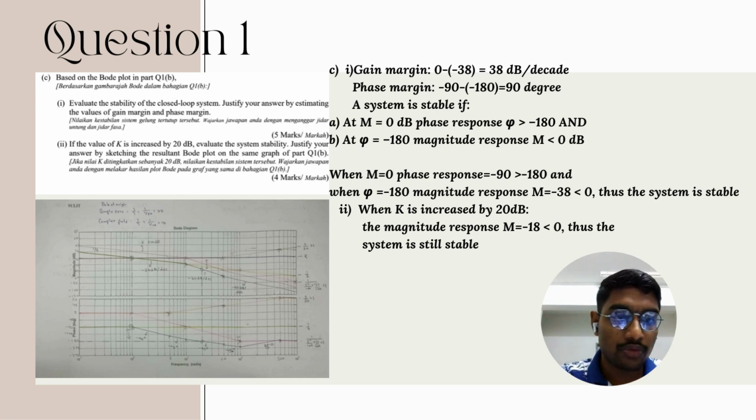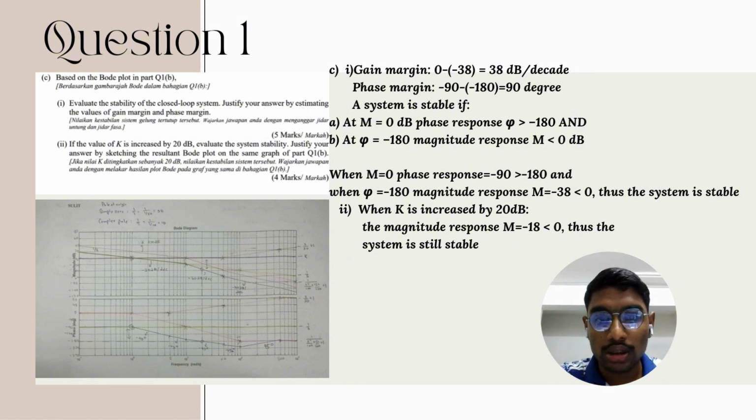So the system is stable if, when the magnitude is equal to 0 dB, the phase response is more than negative 180, and when the phase is negative 180, the magnitude response is less than 0 dB. So we can see when the phase is negative 180, our magnitude response is negative 38, less than 0, and when the magnitude is equal to 0, our phase is negative 90, which is greater than negative 180. Thus, we can conclude that our system is stable.